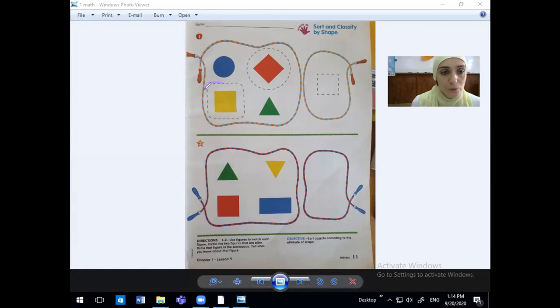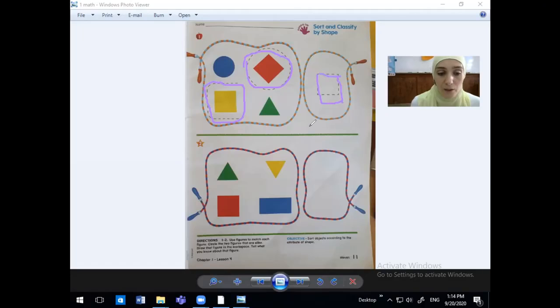This is the yellow square, and this is the red square. It is turned a little bit on one angle, not on the side, but still it's square. Okay, so these are two squares. And draw this figure in the workspace. So which figure do we need to draw? We need to draw a square, because the figures that are alike are squares. So we need to draw the square here.